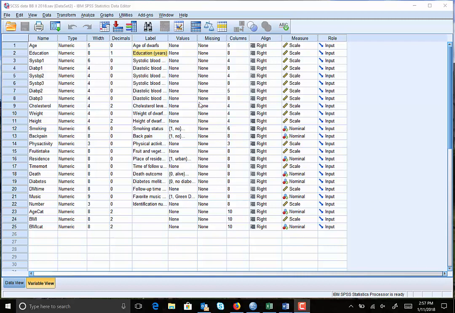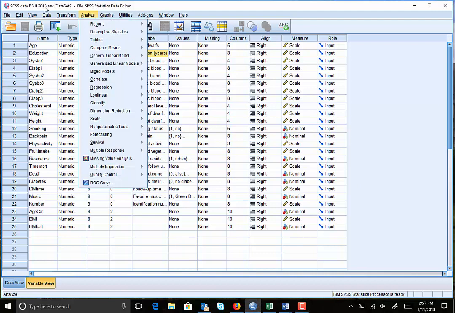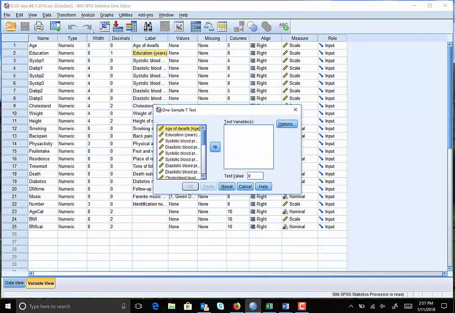We can find the one-sample t-test under Analyze. We go to Compare Means, and we see here the second option says One-Sample T Test. Once we click on One-Sample T Test, a new window opens, called One-Sample T Test, where on the left-hand side we have all the variables of our study.